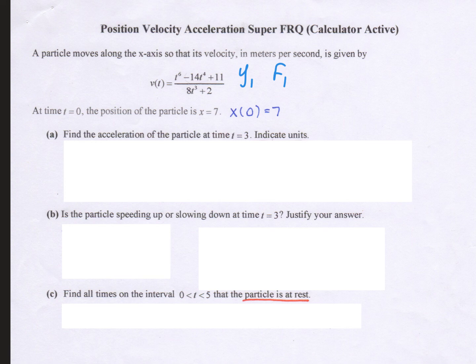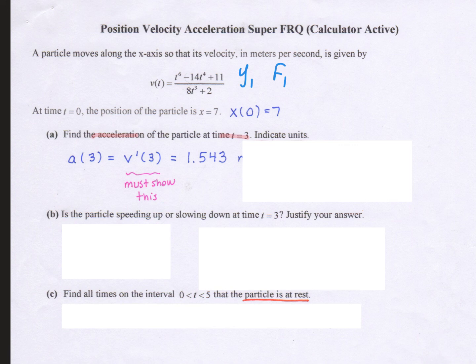Part A wants the acceleration of the particle at t equals 3. We know that acceleration is the derivative of velocity. And you have to say on your paper that you're going to take the derivative of velocity and plug in a 3. So you must show this on your paper. But then from that point on, since we have a calculator to use, you're going to let your calculator find that derivative and plug the 3 in. So you don't actually have to show the derivative. You just have to give that answer, 1.543.